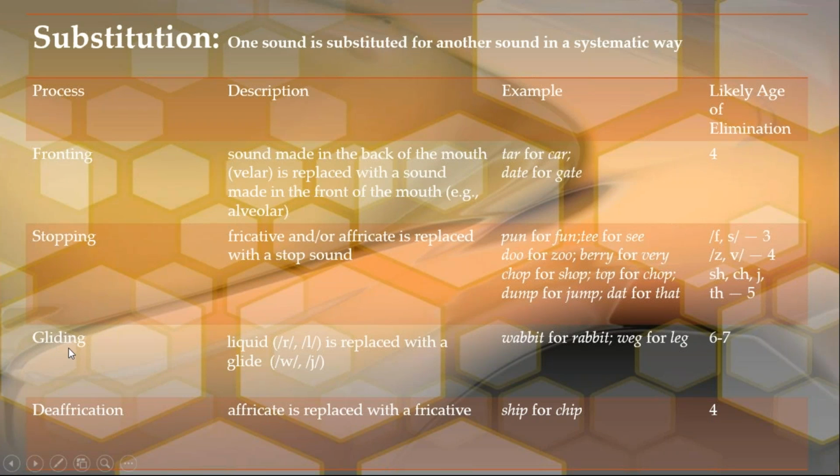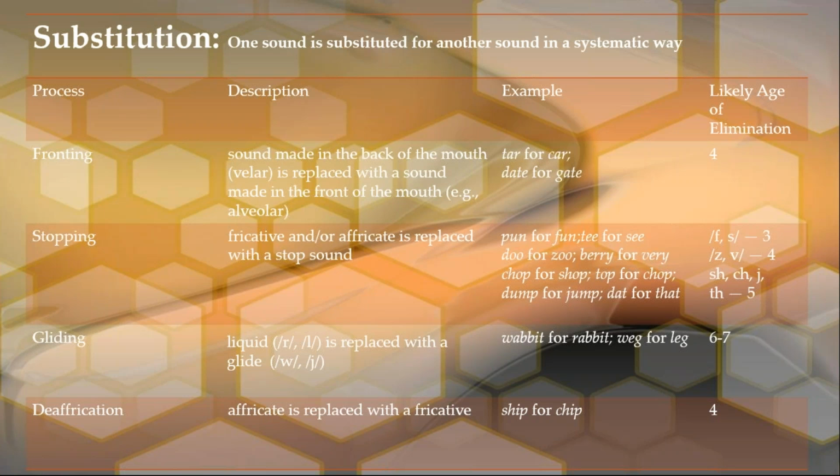The next one is gliding, and this is when a liquid sound is replaced with a glide. Liquid sounds are the R and L sounds, and glides are the W and Y sounds. This is also a common one that you guys might see. Katie, our client, does this. So instead of saying rabbit, they're replacing that R with a W, so they're saying wabbit. And instead of saying that L sound in leg, they're replacing that with a W and saying weg. And this one has a pretty high age till it's developmentally inappropriate. So that's the 6 or 7 age range.